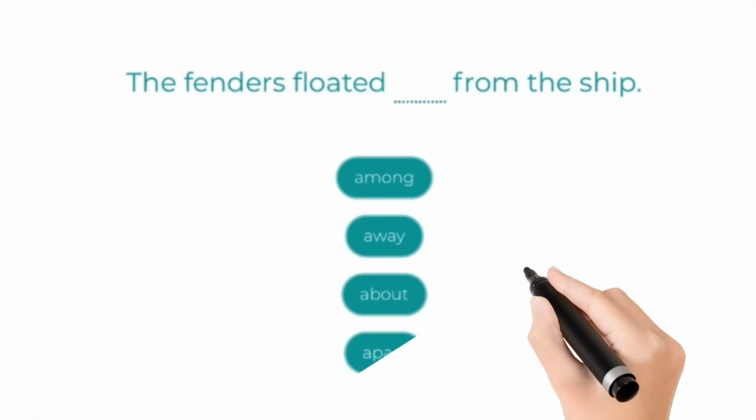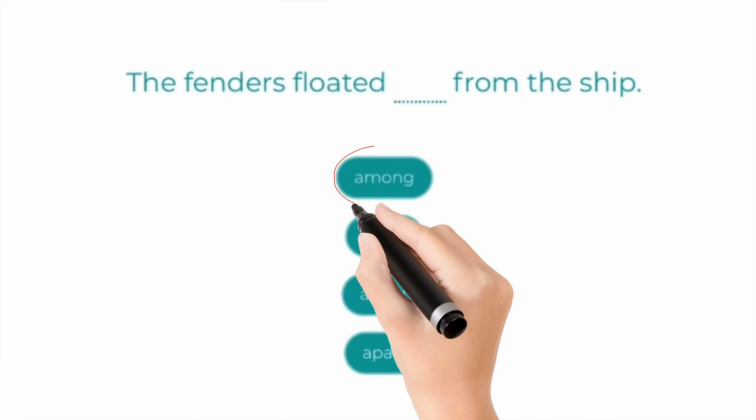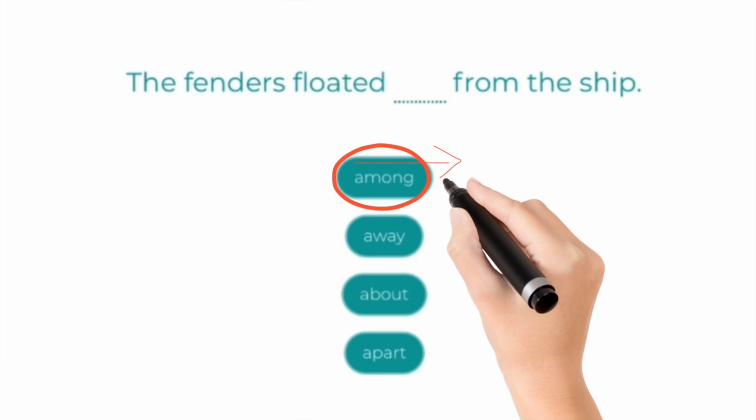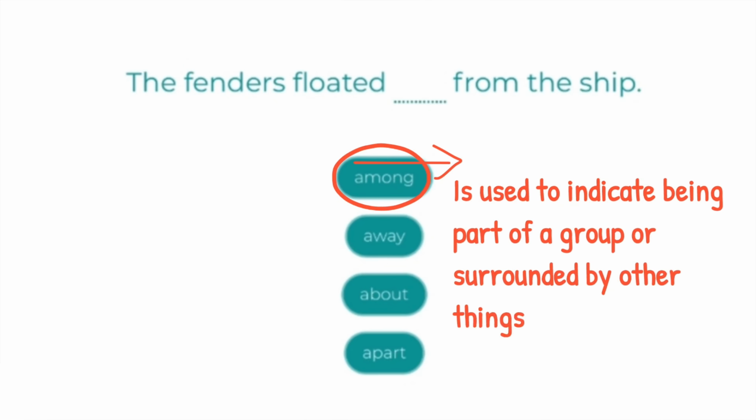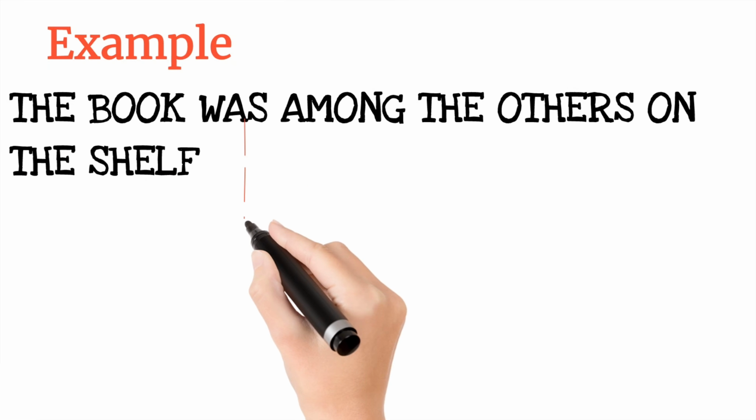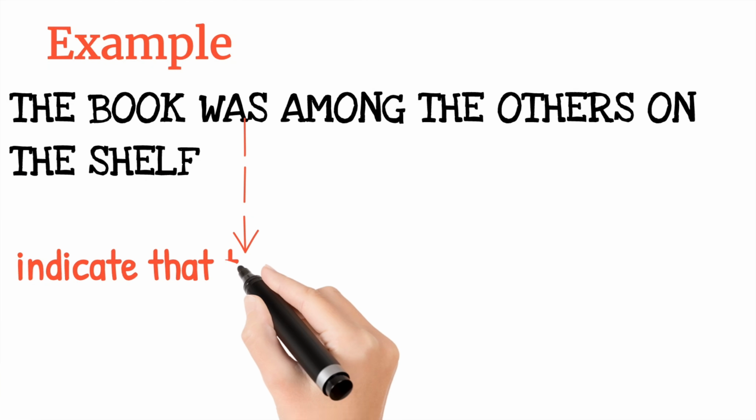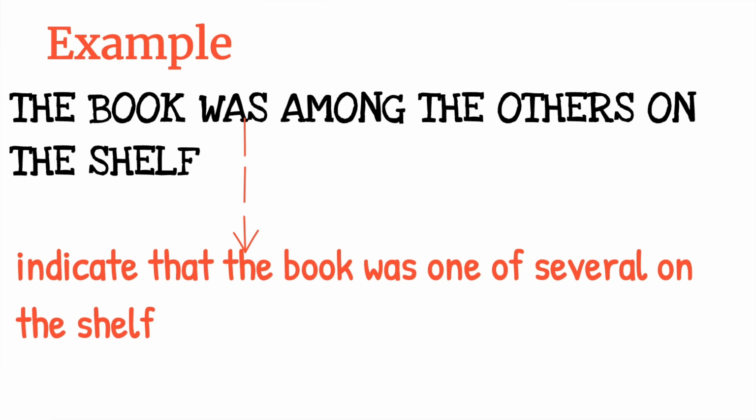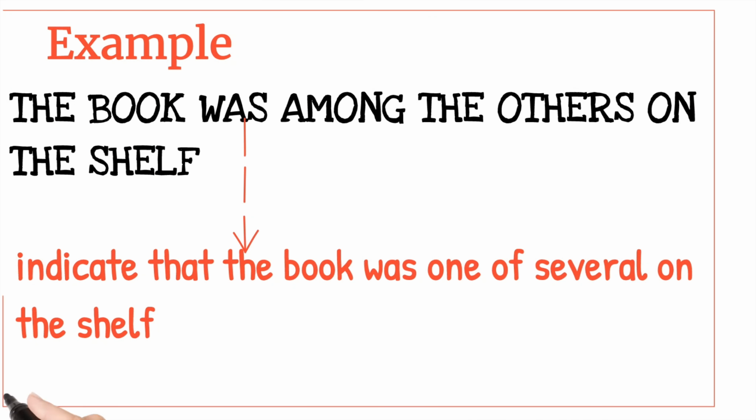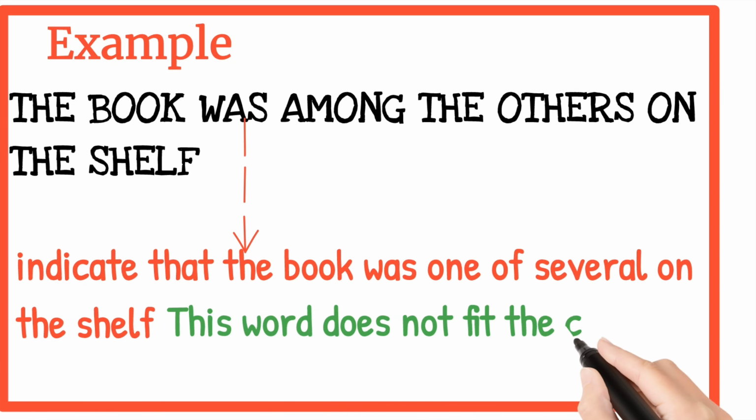The word among is used to indicate being part of a group or surrounded by other things. For example, "The book was among the others on the shelf," indicates that the book was one of several on the shelf. This word doesn't fit the context of the sentence, as it does not convey the idea of movement or separation.